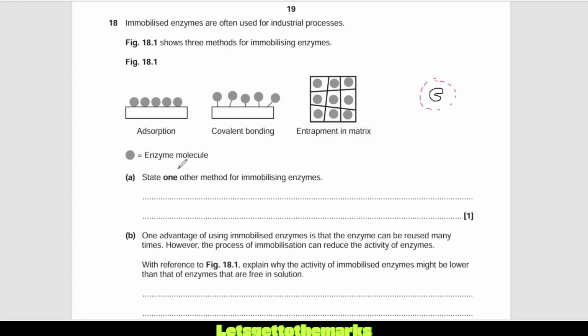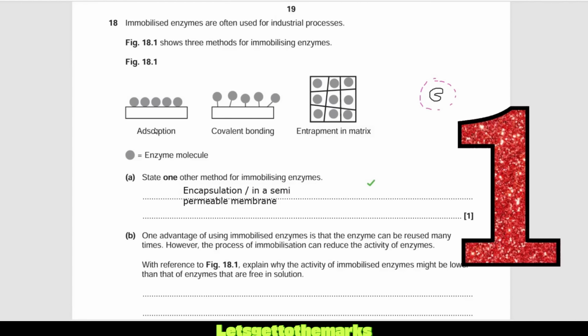So for this one, we're going to say encapsulation, or we can say in a semi-permeable membrane. And here we go. That's going to get you all of the marks for that one, which is just 1 mark. So you do have to know about all these different ones.